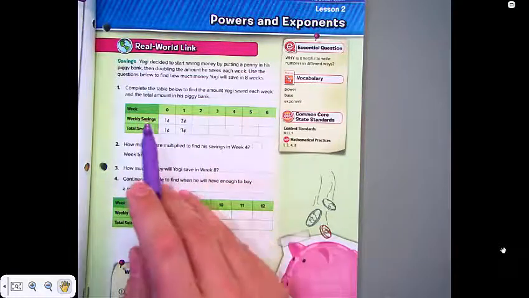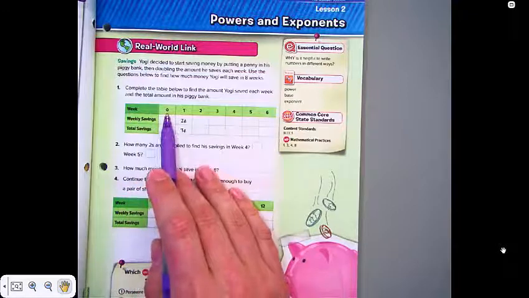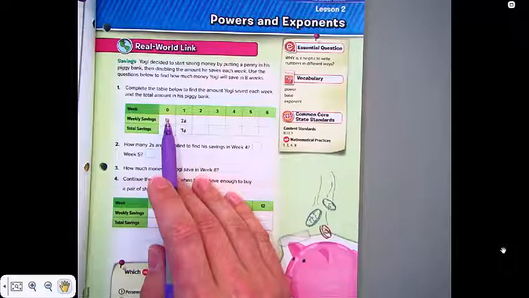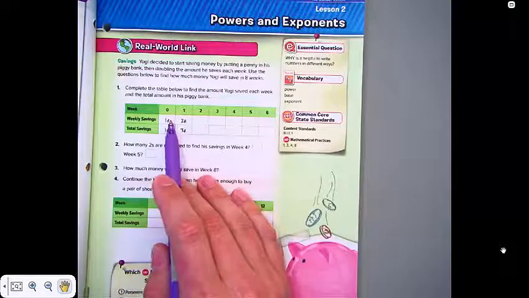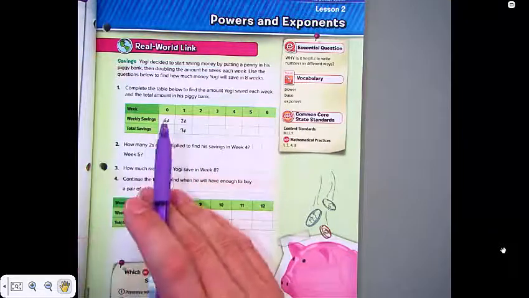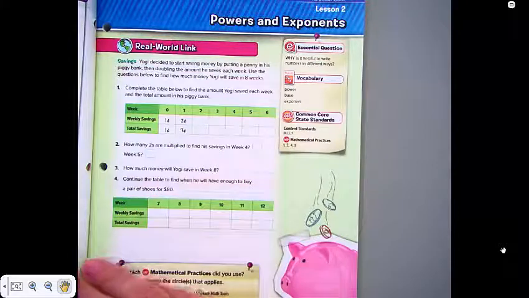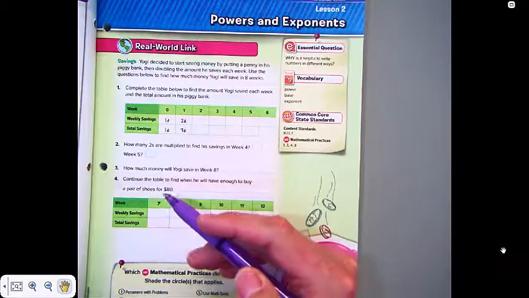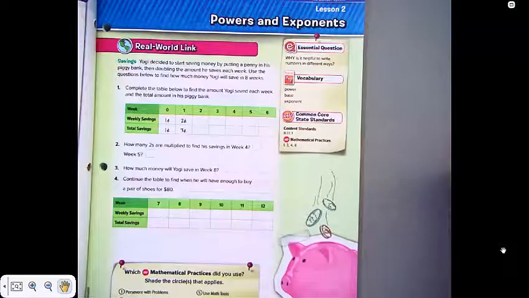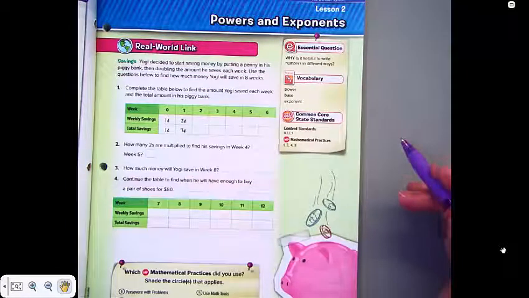Okay. Now here we have something kind of strange. It's starting at week 0 at 1 cent, 1 penny. So that's just kind of to take up. It's not a full, complete week. You know, if you put money in on Monday, you haven't completed a full week. So it's just kind of a different way to look at it.